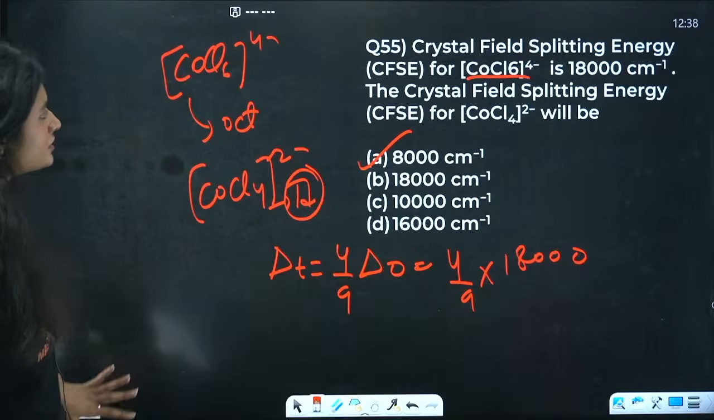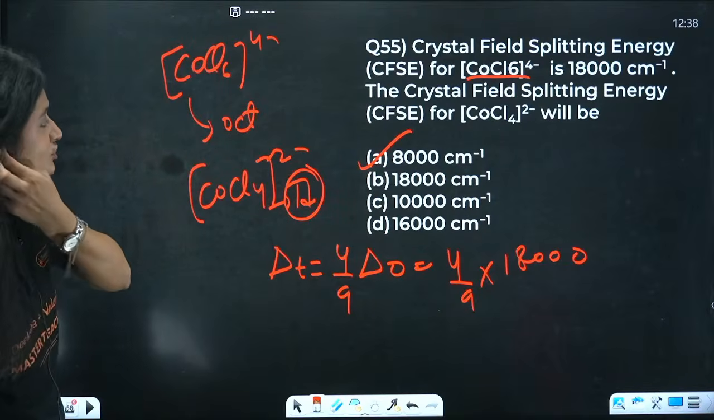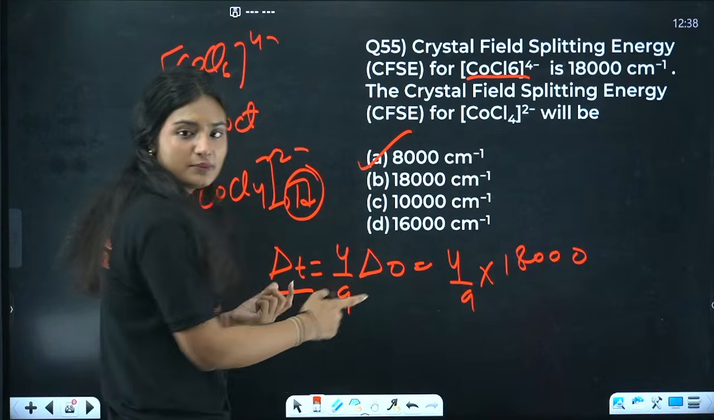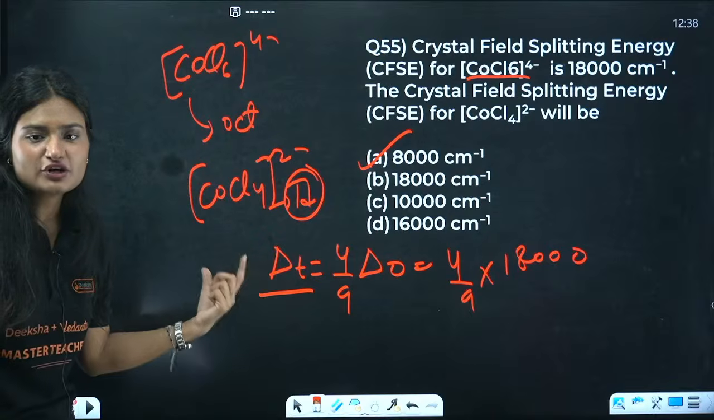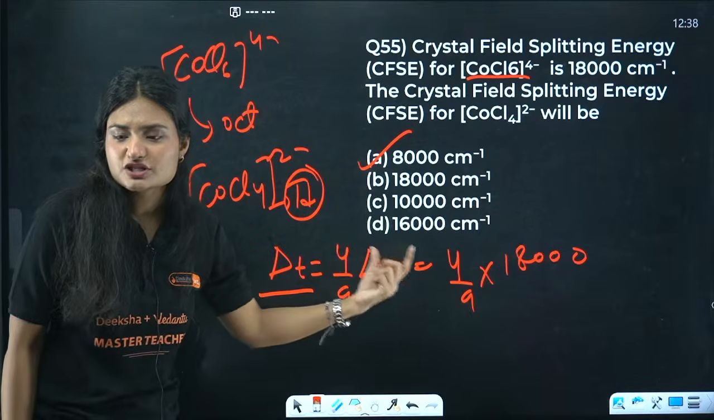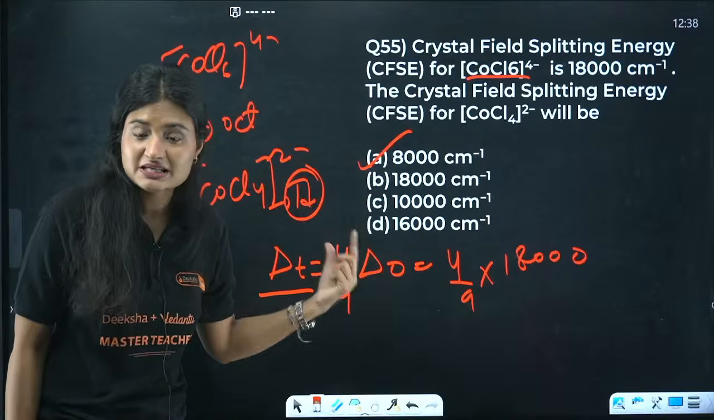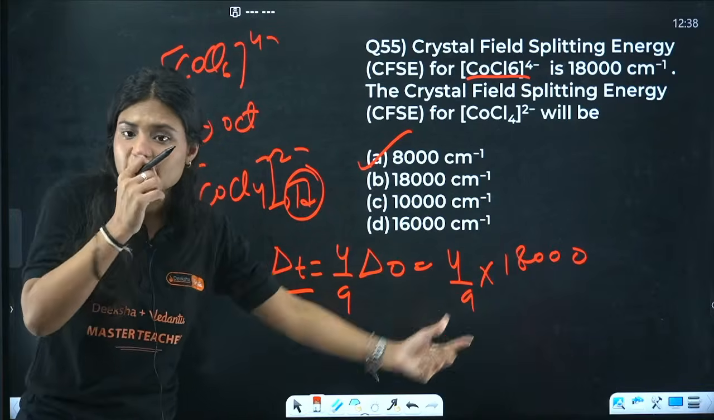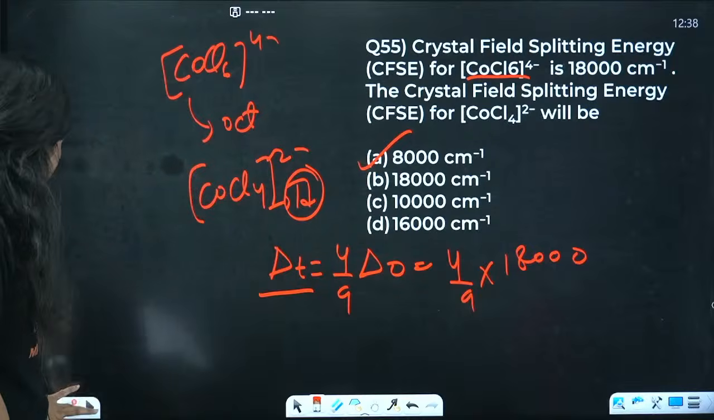Next question. Crystal field splitting energy is this much. There is a relation between crystal field splitting energy for tetrahedral complexes and octahedral complexes. The crystal field splitting energy for tetrahedral is 4/9 of that for octahedral complexes. Remember this. So 4/9 of 18,000 will give 8,000.